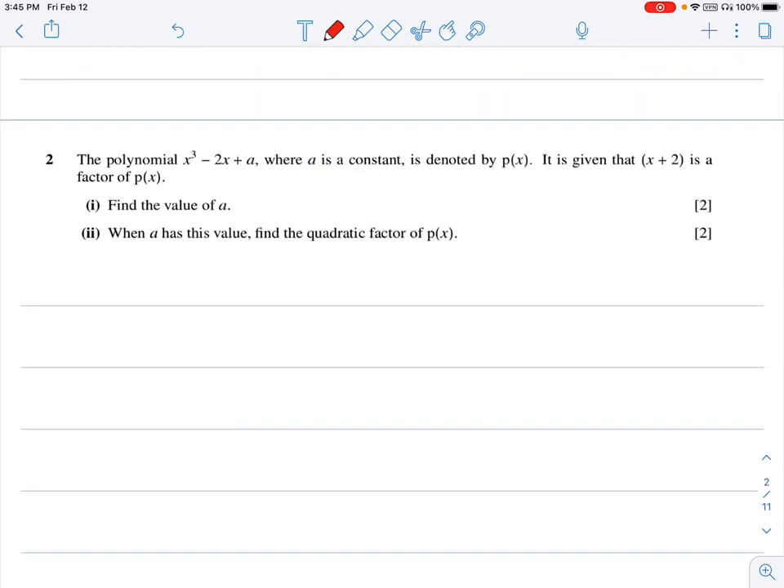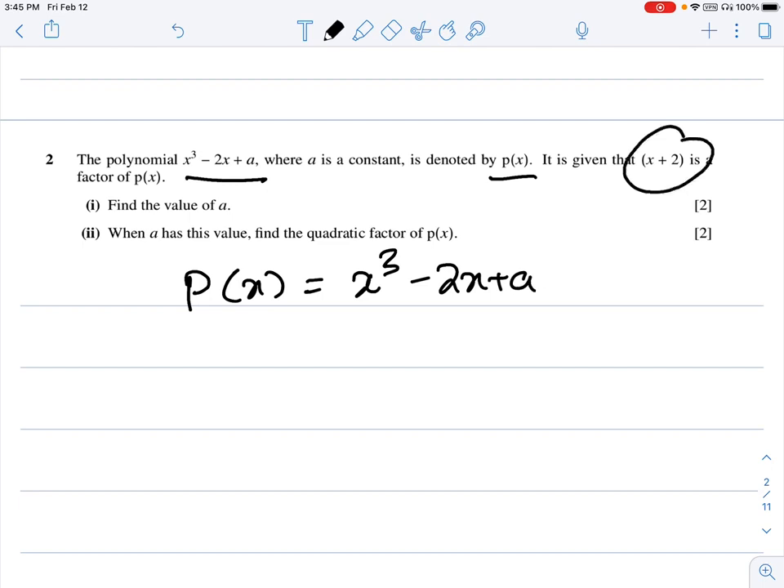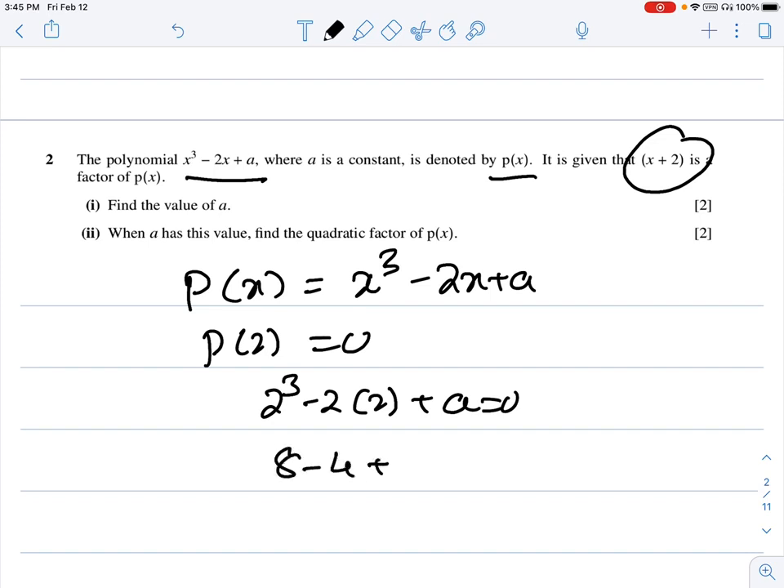Question number 2. The polynomial x cubed minus 2x plus a is denoted by p of x. So p of x is equal to x cubed minus 2x plus a. x plus 2 is a factor, means p of minus 2 should be equal to 0. So minus 2 cubed minus 2 times minus 2 plus a is equal to 0. So you have to be very careful. Minus 8 plus 4 plus a is equal to 0. So I get the value of a as 4. So very careful: if x plus 2 is a factor, I plug in minus 2.